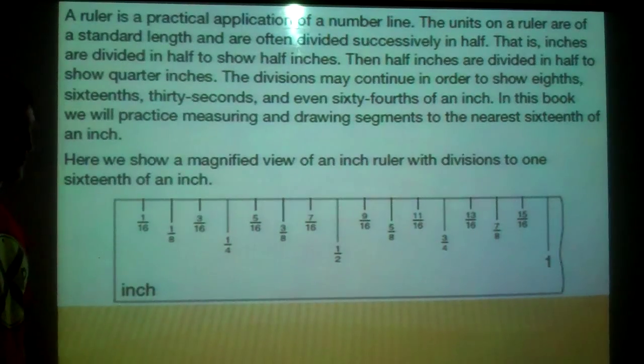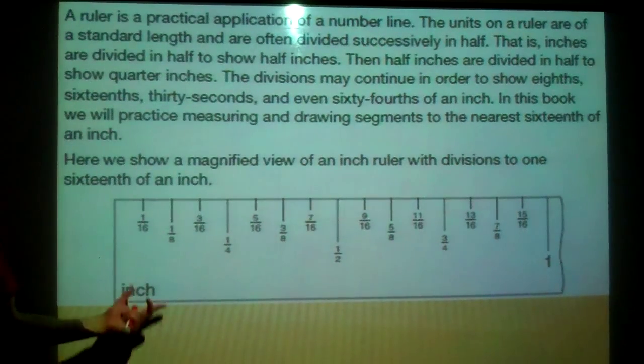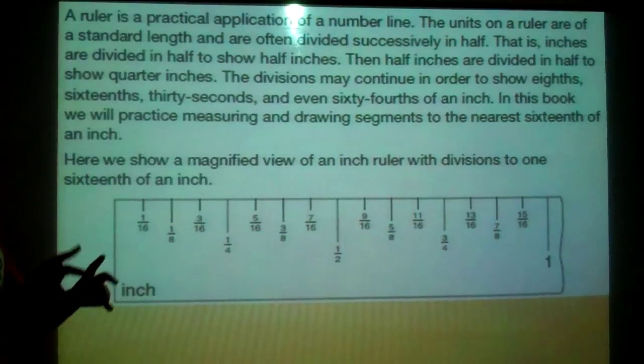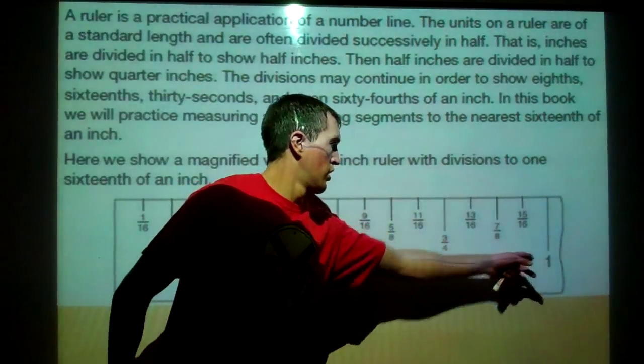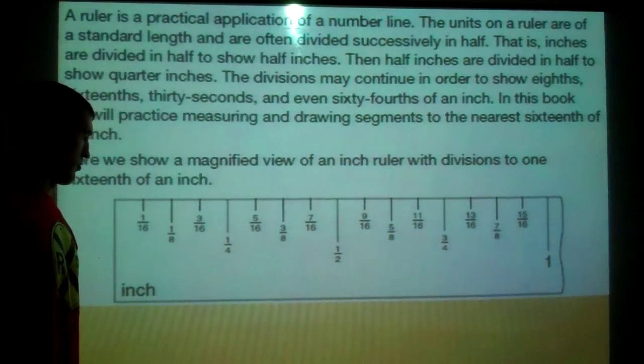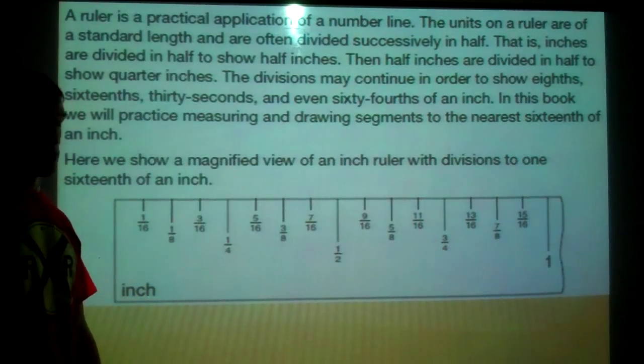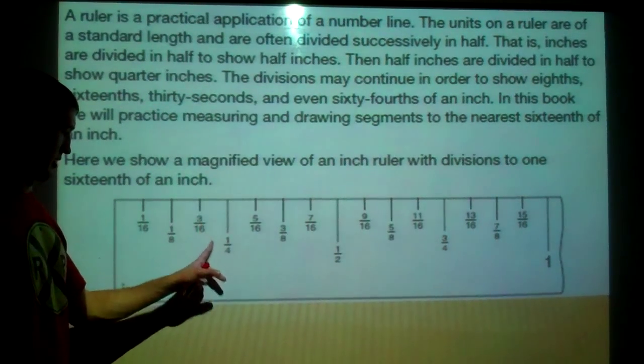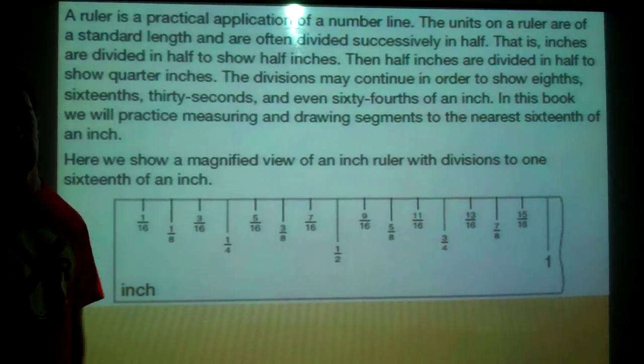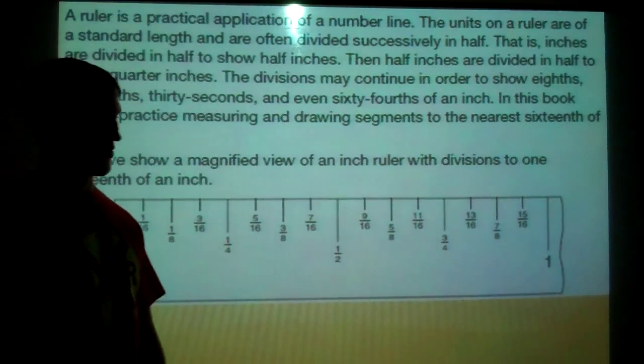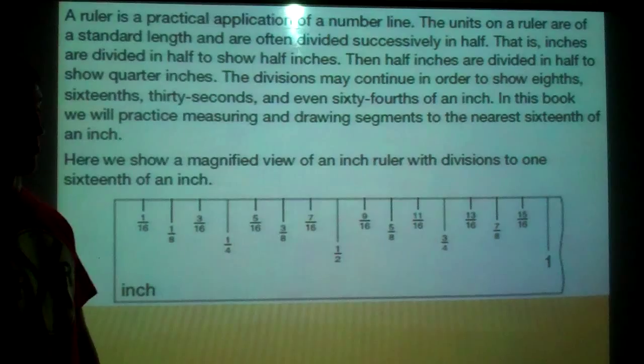Alright, this is where we've seen things like this before. This is a ruler blown up so that this is 1 inch, and most rulers go by 1/16 of an inch, so 1/16, 1/8, 3/16, 1/4, all the way up to an inch, and that's just for accuracy purposes.